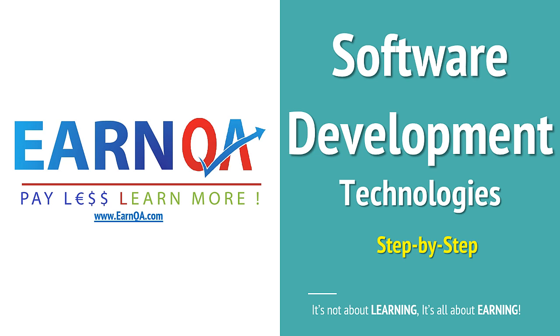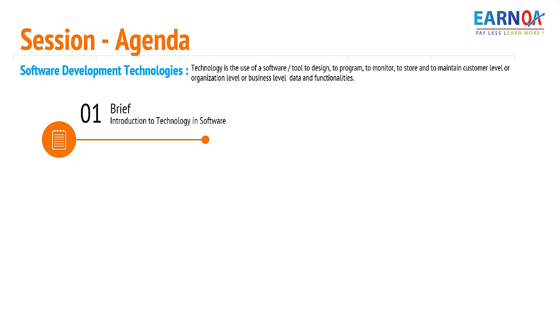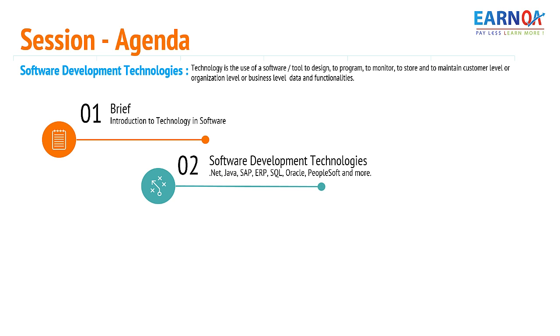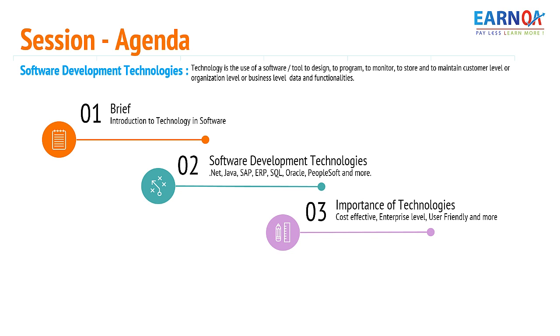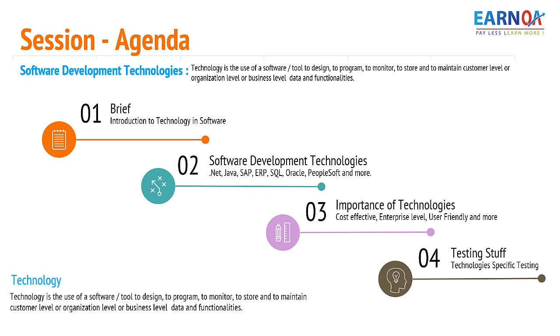Let's get started. The main agenda in this session is to learn what exactly is software development and what are the different technologies that we have. And then we would have the introduction, the different software development technologies, .NET, Java, ERP, databases, SAP, and much more. And we would also talk about the importance of each and every technology. And then we would talk about what could be the testing technologies with respect to all these technologies.